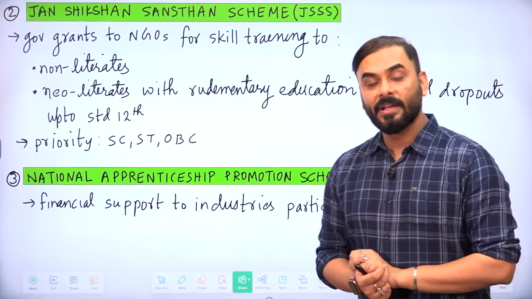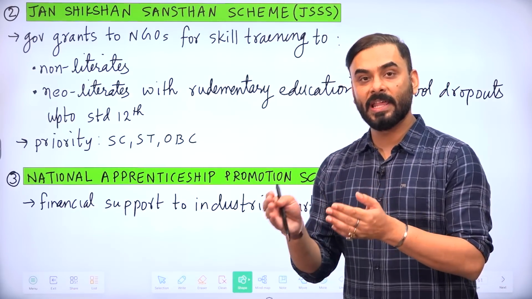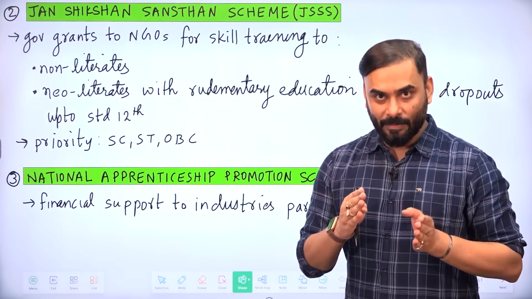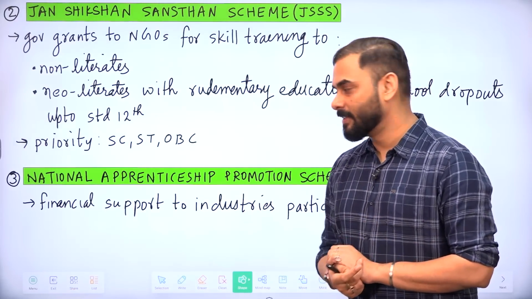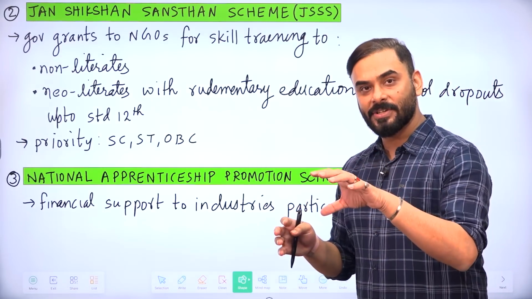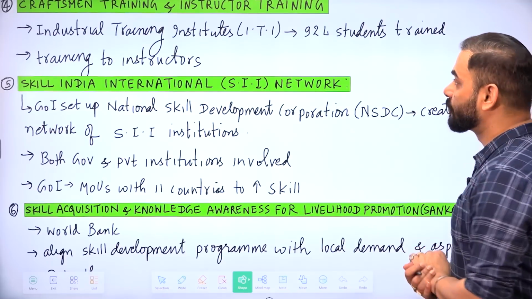Then the government of India is also giving financial help to those industries who are giving employment to the youth. So the youth can get employment and on-the-job training, that is called apprenticeship. So the government of India identifies such industries and gives them financial help to promote apprenticeship programs.